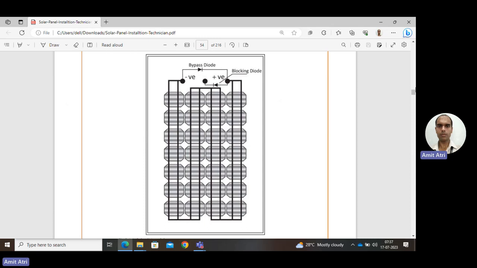Okay, maybe if it is not as per our high requirement, then we need more modules to be connected, but that is as per our load requirement. So bypass and blocking diodes are both shown here, which we have already discussed in our previous classes.